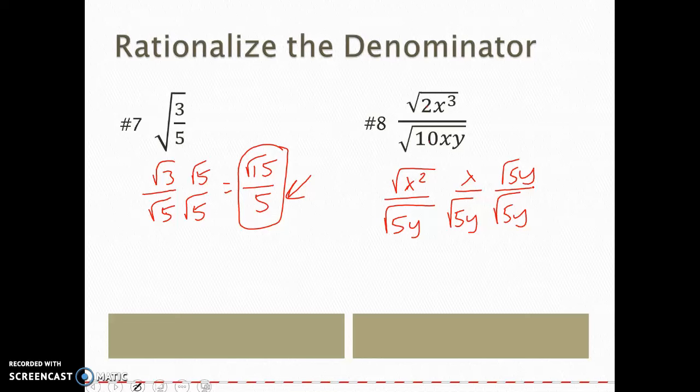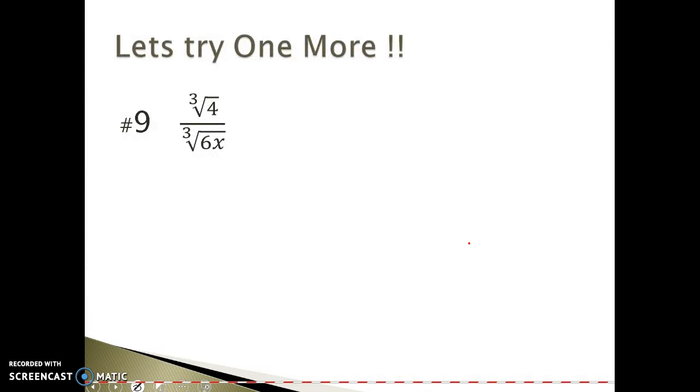So if I do that, the numerator is going to be x times the square root of 5y. And in the denominator, I'm going to have the square root of 5y times the square root of 5y. I could write that as the square root of 25y squared. But the square root of 25 is 5, and the square root of y squared is just y. So my final answer is going to be x times the square root of 5y over 5y. Let's try one more problem here.